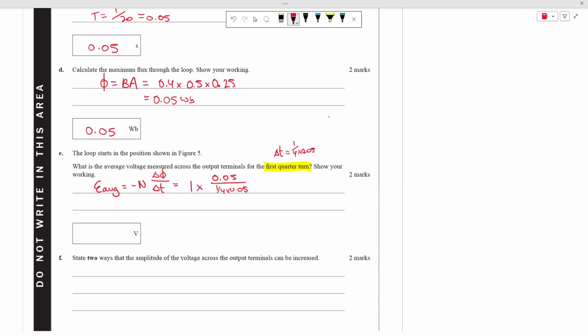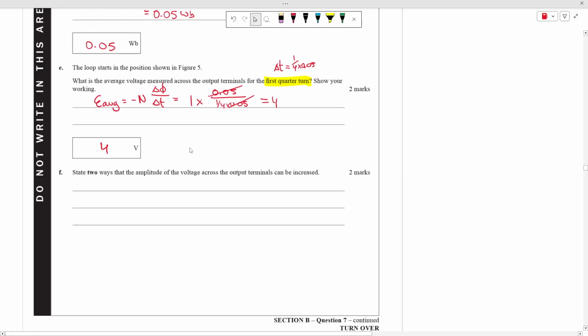Now I can do some quick calculations by cancelling some stuff out here. So it's going to be 0.05 cancelled out with this one. It's 1 times 1/4, which should be 4. But you can check that on your calculator. I'm not going to waste time typing it in. So 4 volts. That's that.